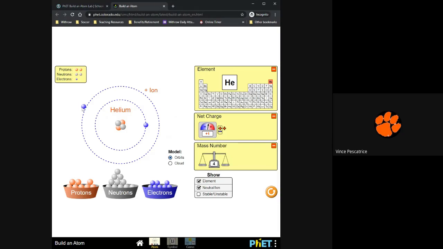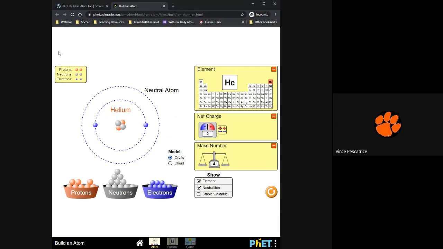When I add another electron, okay? The only thing that's changing is the charge. If you watch this box right here, so remember we talked about ions, they're charged particles. Ions are charged particles. So right now this one has a plus one charge because it has two positive protons but only one negative electron. When you add another electron, now you have two of each, so it's balanced.